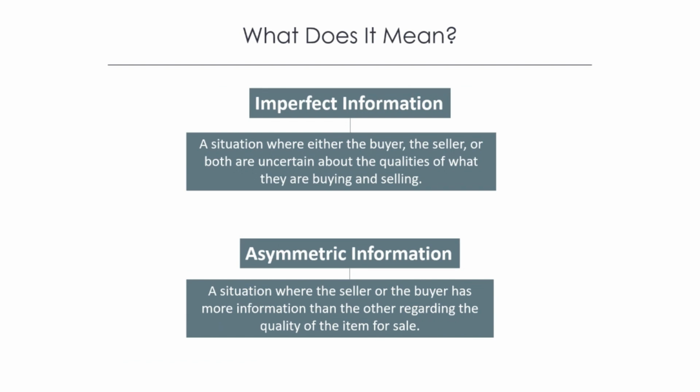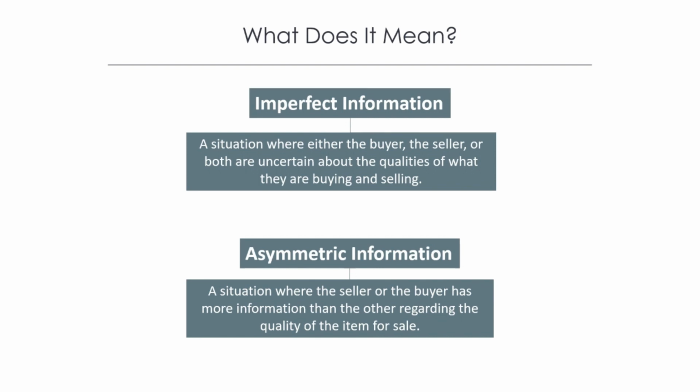So, what does it actually mean? Imperfect information and asymmetric information. First of all, imperfect information is a situation where either the buyer or the seller is uncertain about the quality of what they're buying and selling. An example relatable to our previous slide is healthcare: imperfect information is when a patient doesn't have all the necessary details about different treatment options. This lack of complete information makes it tricky to choose the best treatment, considering its effectiveness, cost and potential risk.